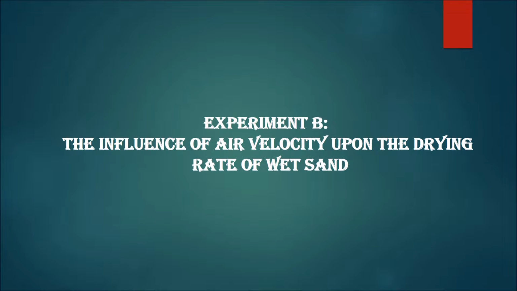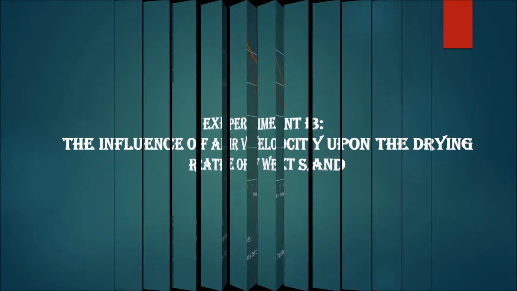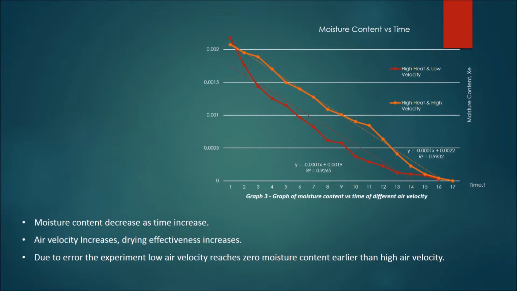For experiment part B, the influence of air velocity upon the drying rate of wet sand is being measured. Based on the graph of moisture content versus time, we can observe a gradual decrease of moisture content as time increases, as we saw in experiment A. This phenomenon occurs because water is being removed from the wet sand into the flowing air from time to time. Therefore, less water is contained in the sand as time passes by.